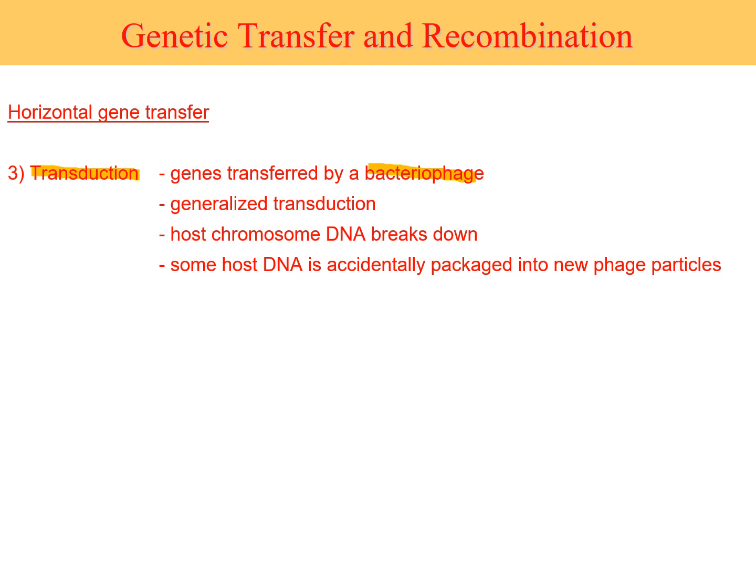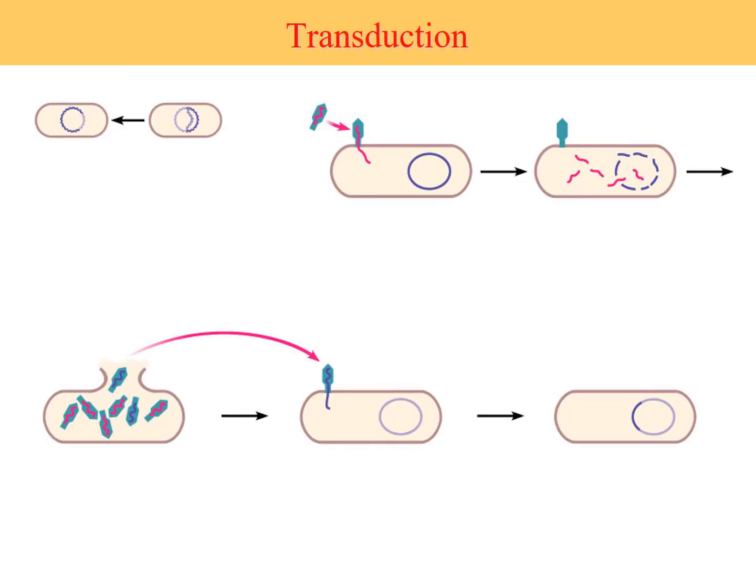In this case, this is called generalized transduction, where the host chromosome breaks up as the host cell dies in a lytic type of life cycle of bacteriophage infection, and you have the host chromosome breaking up and some host chromosome getting packaged into new phage protein coats, new phage particles, and that new particle with the host cell DNA in it infecting another bacterium.